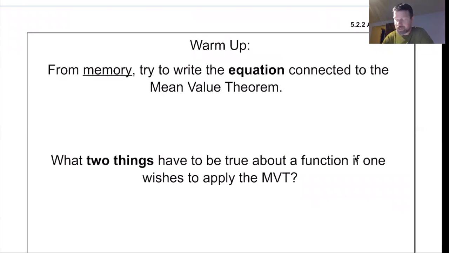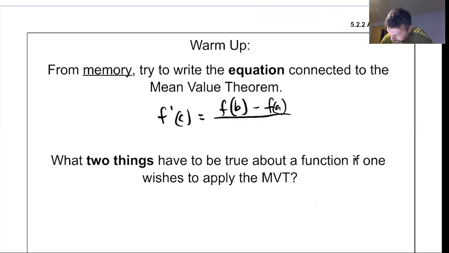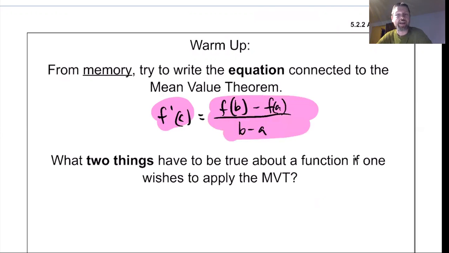All right, the equation associated with the mean value theorem is f prime of c equals f of b minus f of a all over b minus a. Again, that f prime of c tells you the instantaneous rate of change. F of b minus f of a all over b minus a, that's average rate of change. And the mean value theorem says that as long as two things are true, the instantaneous rate of change has to equal the average rate of change somewhere in that interval.